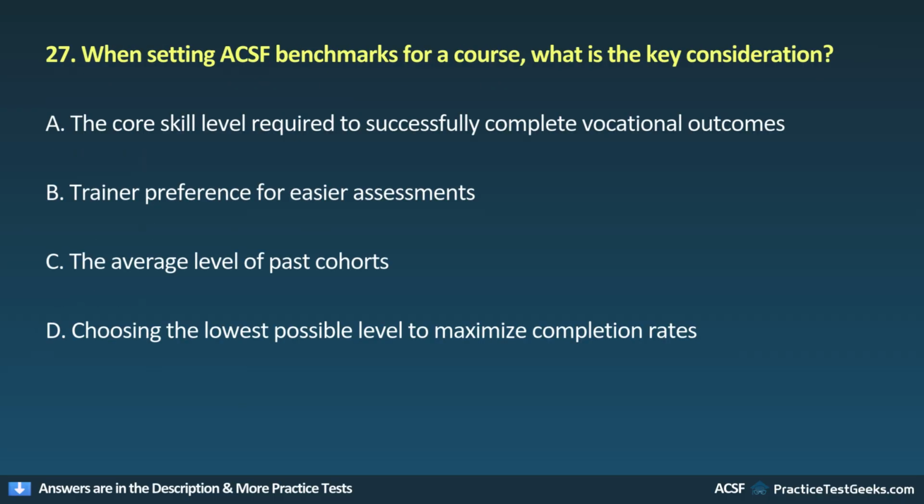27. When setting ACSF benchmarks for a course, what is the key consideration? A. The core skill level required to successfully complete vocational outcomes. B. Trainer preference for easier assessments. C. The average level of past cohorts. D. Choosing the lowest possible level to maximize completion rates.